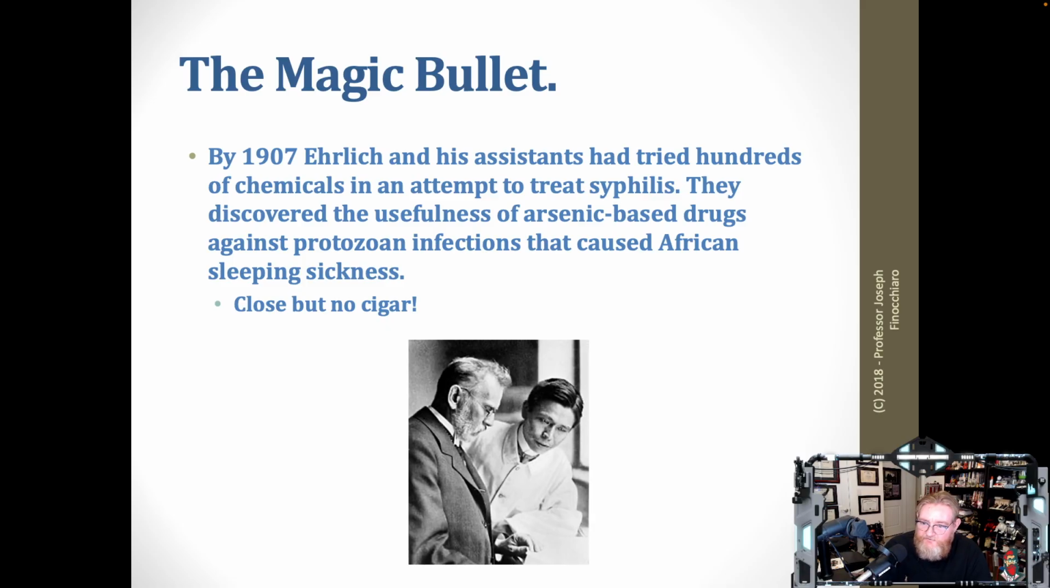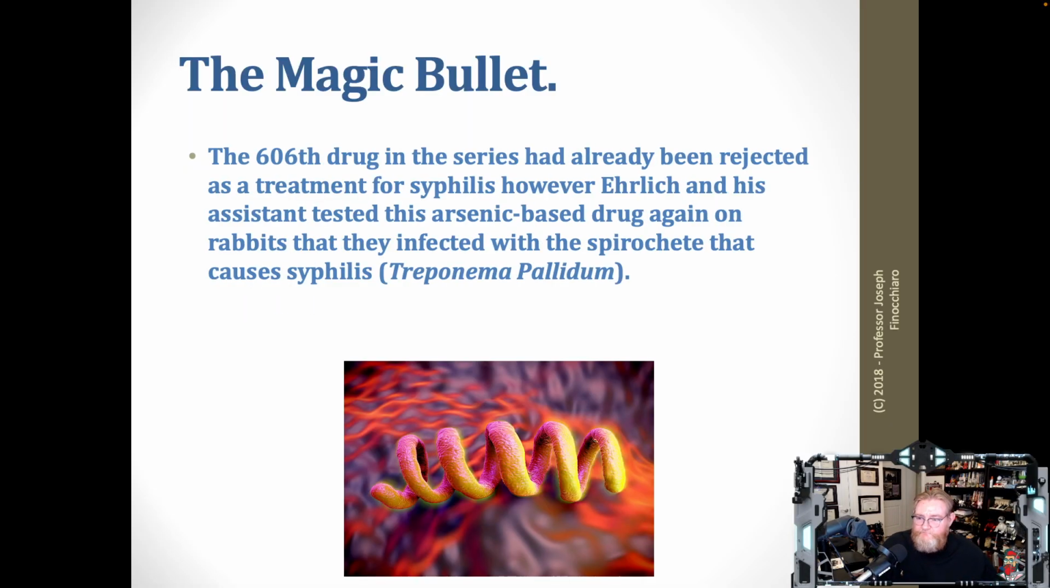By 1907, Ehrlich and his assistants had tried hundreds of chemicals in an attempt to treat syphilis. They discovered the usefulness of arsenic-based drugs against protozoan infections that caused African sleeping sickness. Close, no cigar. You might have killed African sleeping sickness, but syphilis still for the win.